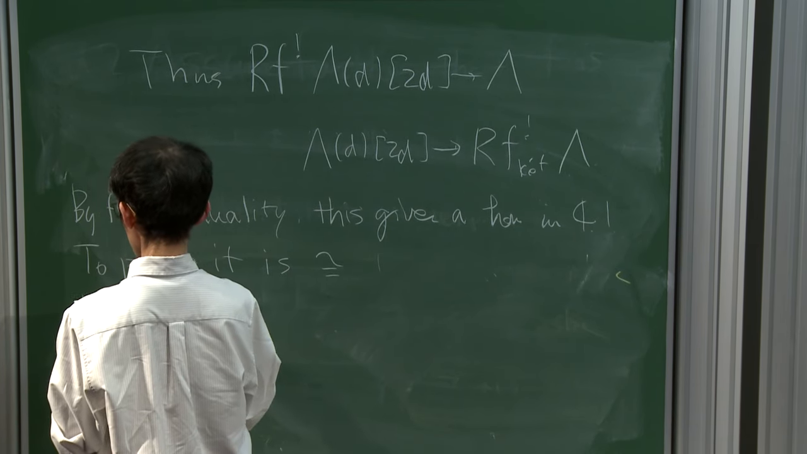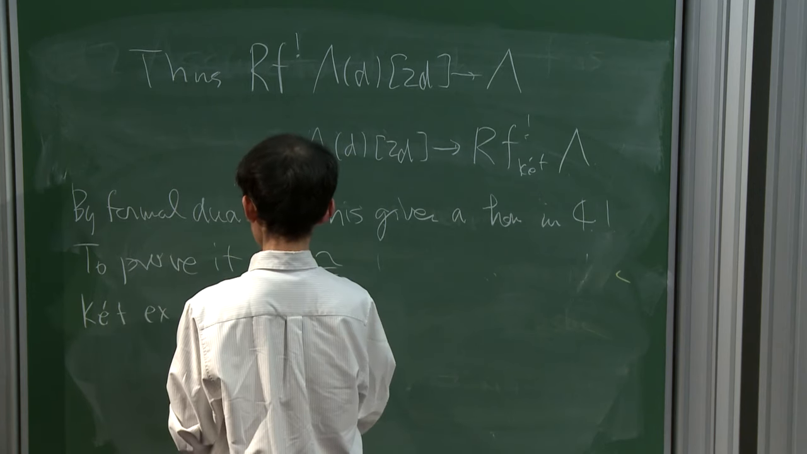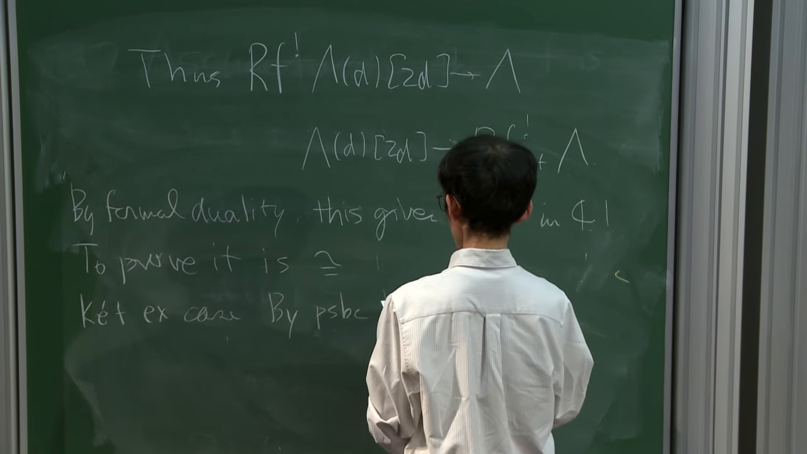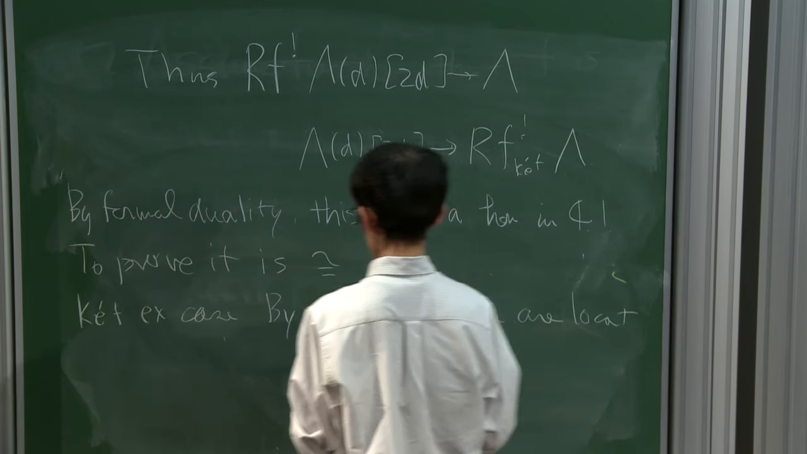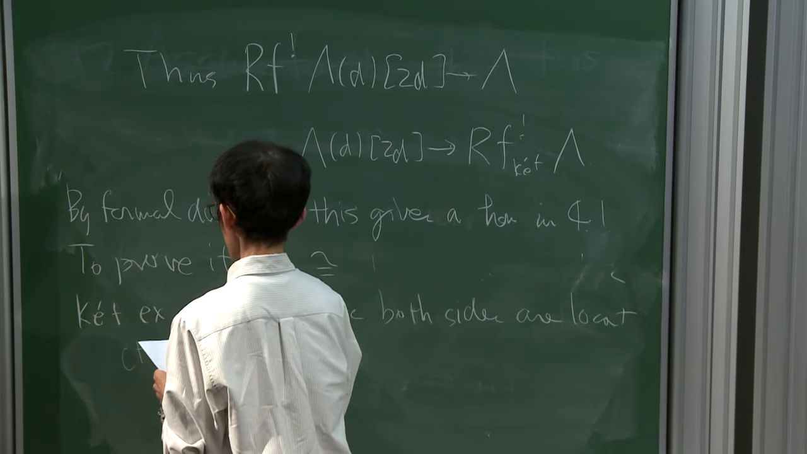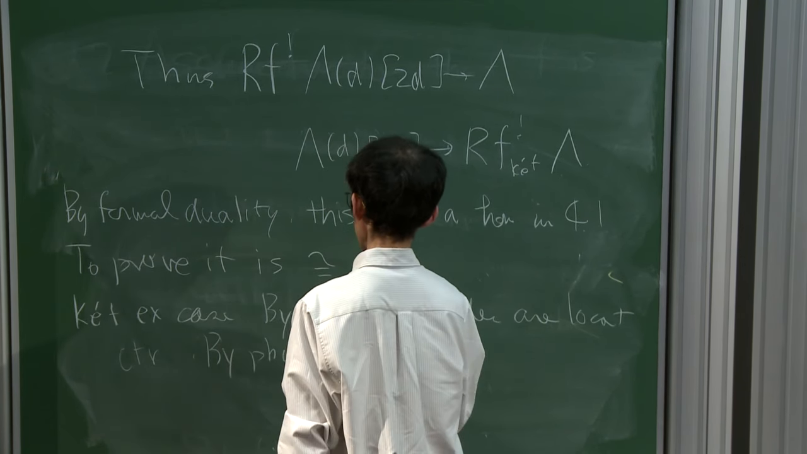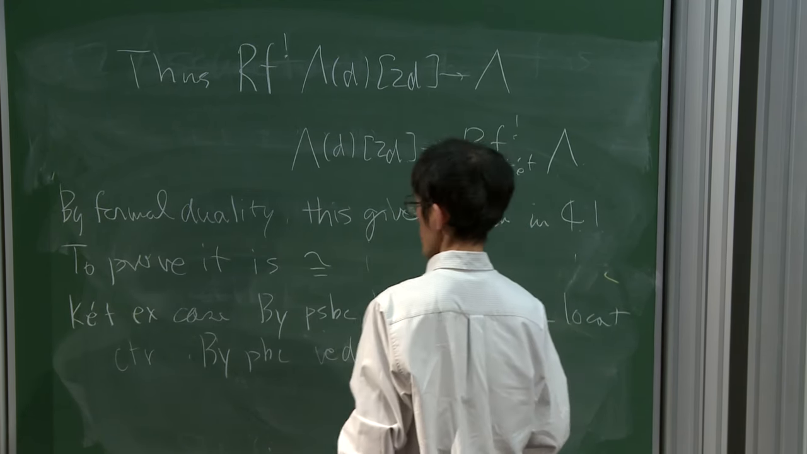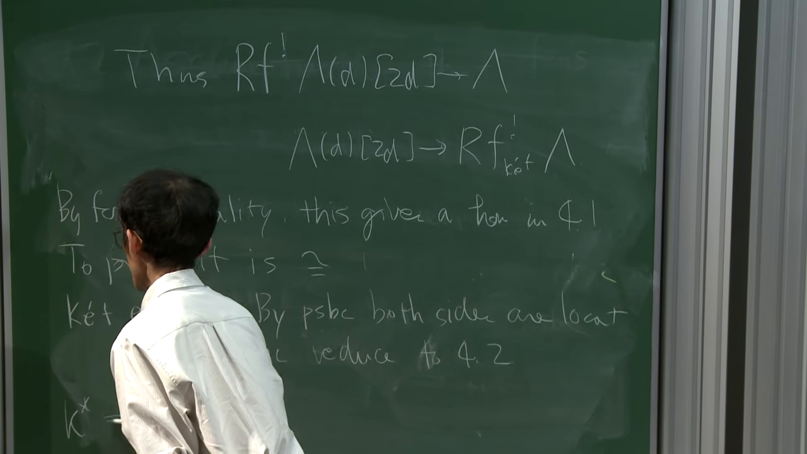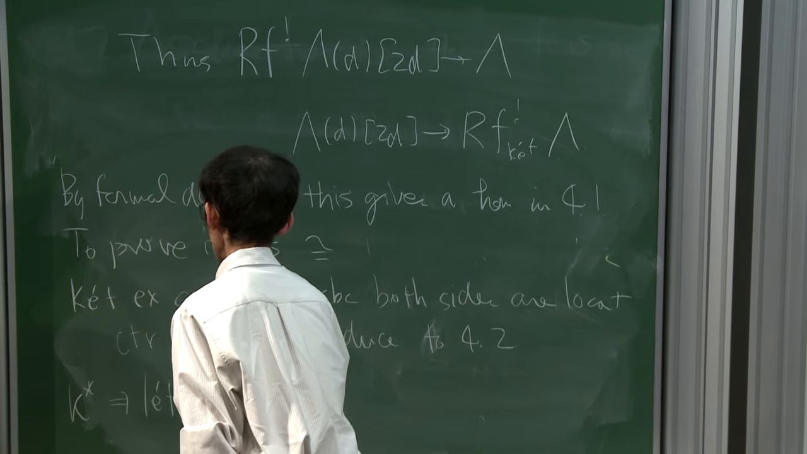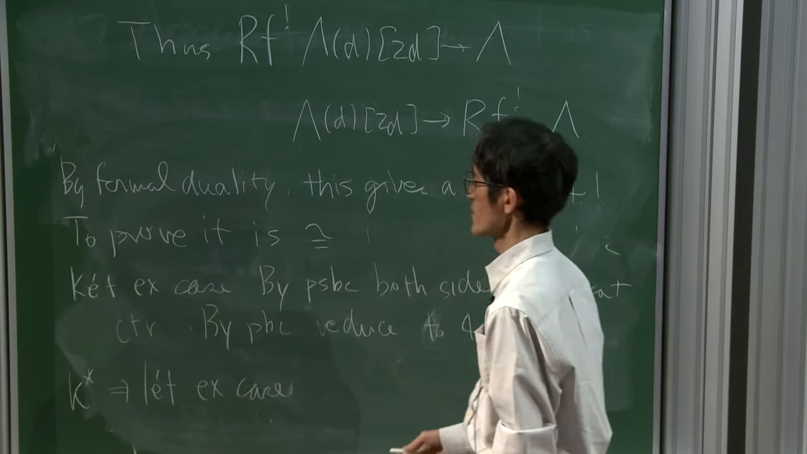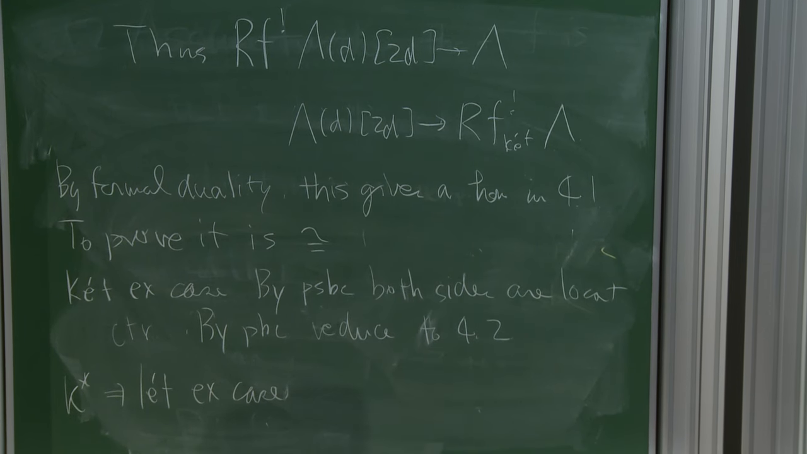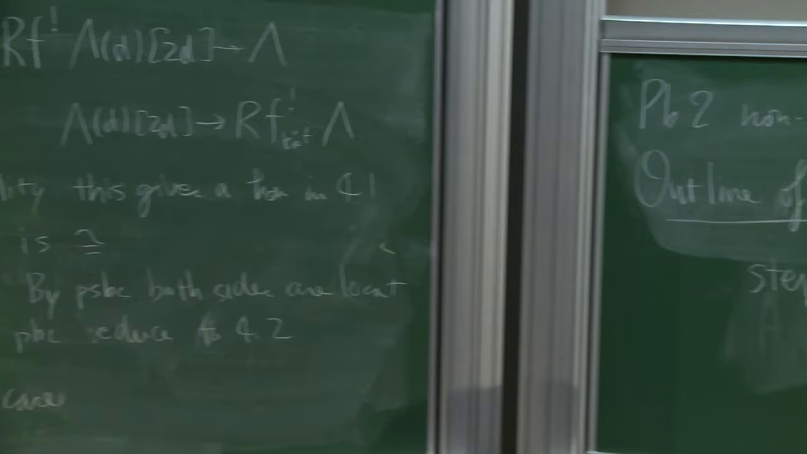First the Kummer exact case by PSBC. And both sides are locally constant constructible. And then by PBC, it reduces to the log point base case. And applying kappa star, then the exact case. And finally, again by log blow up, we have the general case.